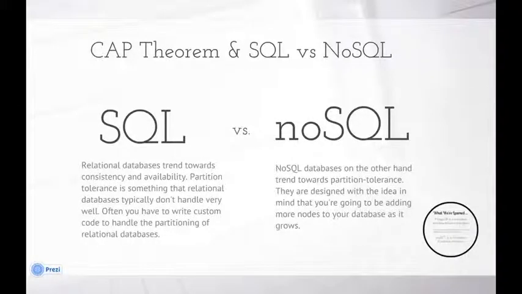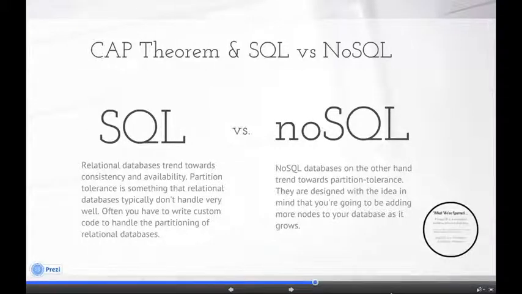The CAP theorem and SQL versus NoSQL. With SQL, relational databases tend to be towards consistency and availability. Partition tolerance is something that relational databases typically don't handle very well. Often you have to write custom code and handle the partitioning of relational databases. On the other hand, NoSQL databases tend towards partition tolerance, and they are designed with the idea in mind that you're going to be adding more nodes to your database as it grows.